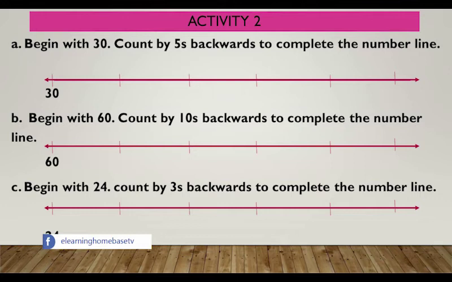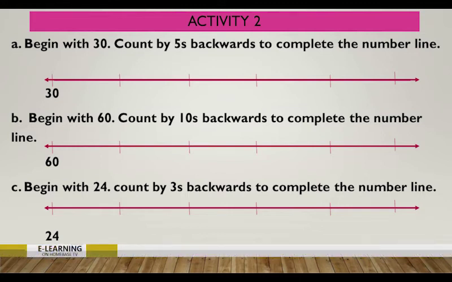B, begin with 60. You are to count by tens backwards to complete the number line. So we start from 60 and you are to fill in the next numbers, that is skip counts by tens backwards. C, we begin with 24. Count by threes backwards to complete the number line. So from 24, you are going to count backwards by threes. Hope you are okay with it. And I hope you will get all this right.